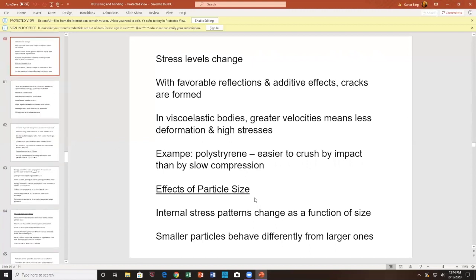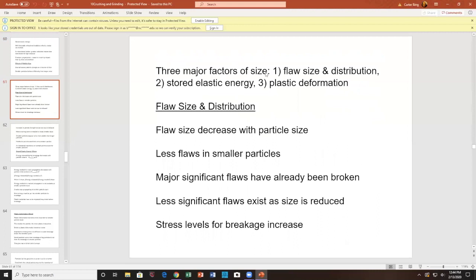Then we have the effect of particle size. Internal stress patterns change as a function of size. Smaller particles behave differently than larger particles. Three major factors of size are flaw size and the distribution of flaw size, stored elastic energy, and plastic deformation. Flaw size and distribution: flaw size decreases with particle size. In other words, there are fewer flaws in smaller particles.